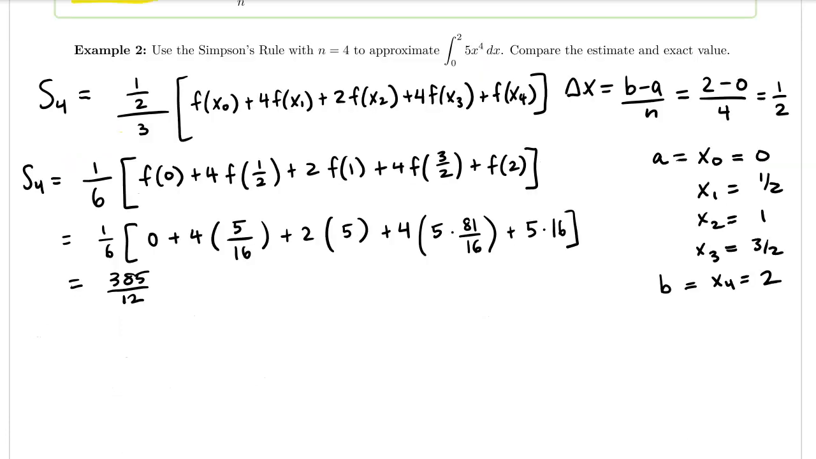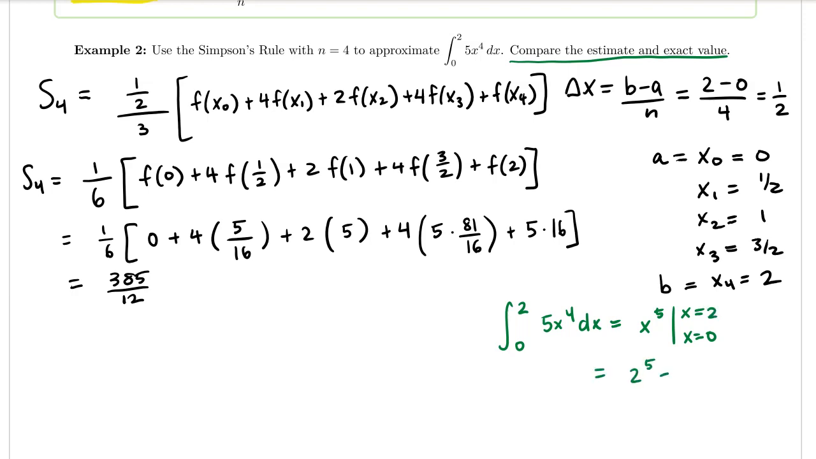Similar to the previous example, we want to compare the estimate and the exact value. So I'm going to do that off to the side here in a different color. So we want to find the exact value of the definite integral from 0 to 2 of 5x to the 4th power dx. The antiderivative of that is going to be x to the 5th power, and we're evaluating this from x equals 0 to x equals 2. And that's going to be 2 to the 5th minus 0 to the 5th, which is going to end up equaling 32.